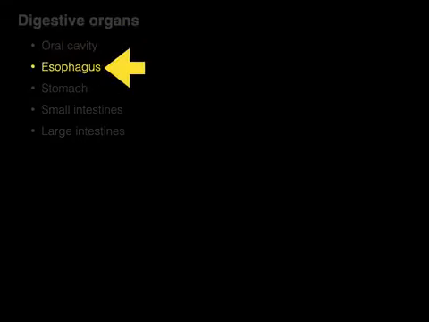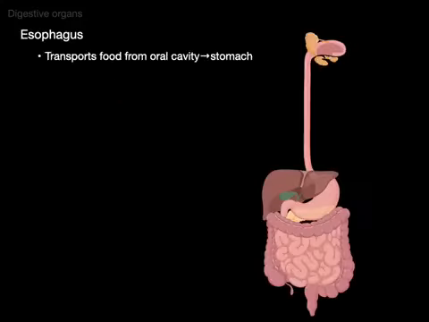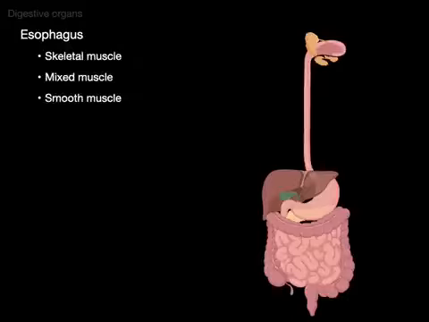Next, let's go to the esophagus. The esophagus transports food from the oral cavity to the stomach. During that transportation, no metabolic changes occur. It's simply being transported. So there's the esophagus.